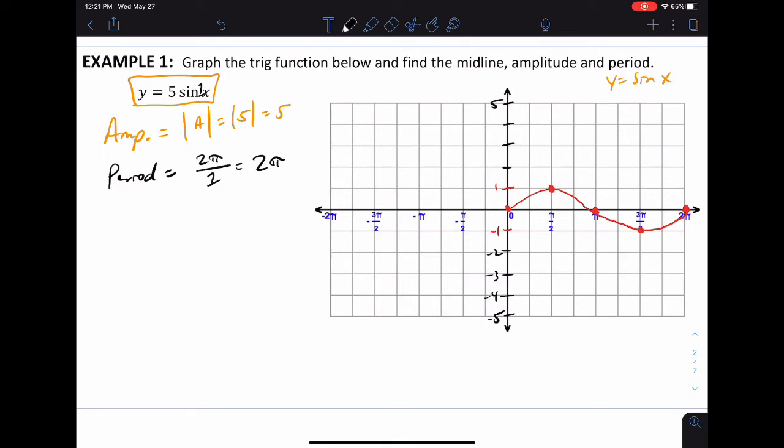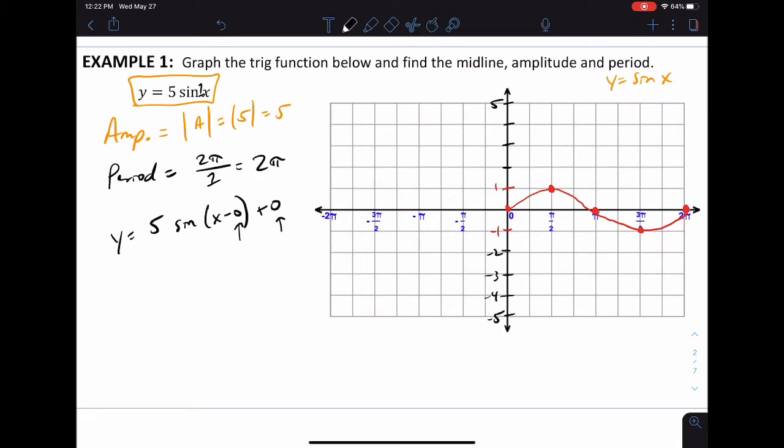Okay, there is no phase shift here. There's no phase shift because we don't have x minus or plus anything, and then nothing after that. So those are just 0. Okay, so another way of writing it would be that's kind of like the same thing. So it's not moving left or right, not moving up or down.